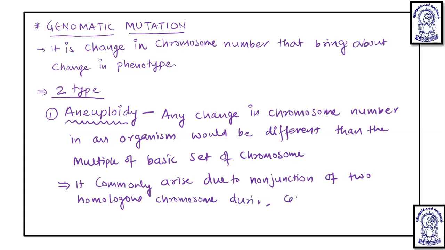During cell division. So non-disjunction means the absence of separation of two homologous chromosomes, meaning two homologous chromosomes are not going to separate in any one pair. So if you want to discuss this, let's discuss this.